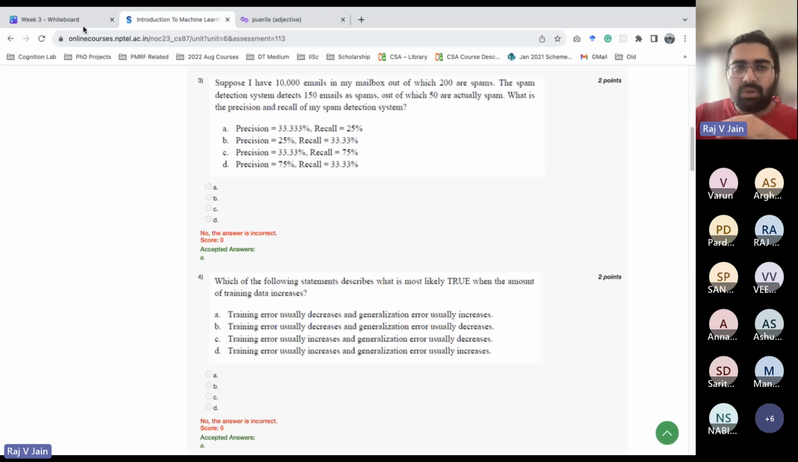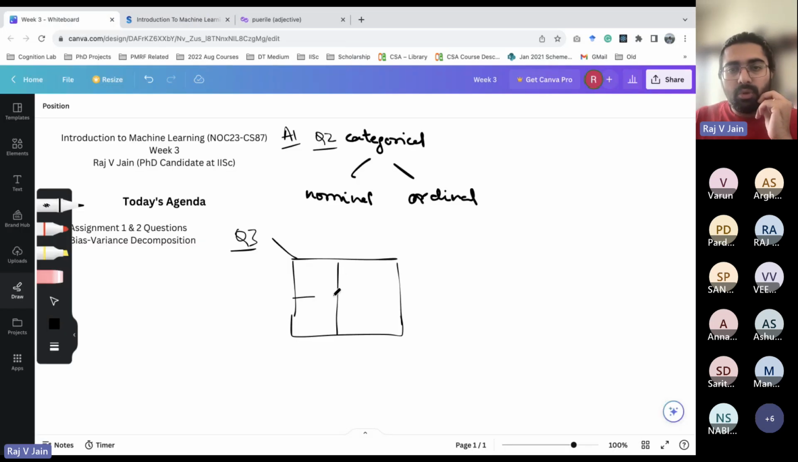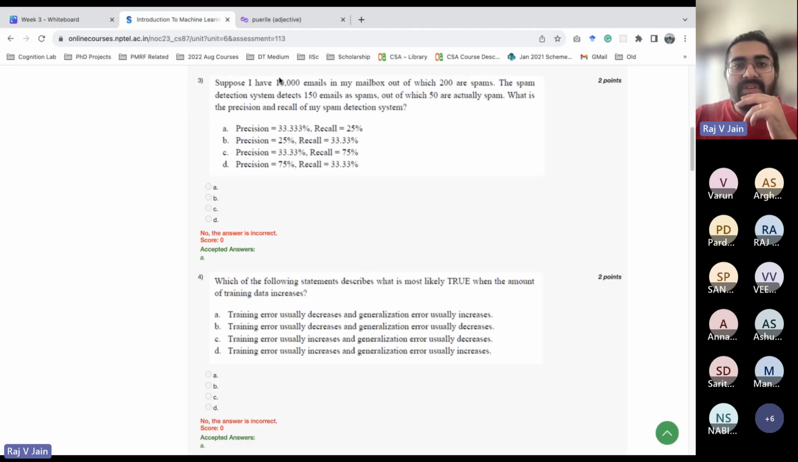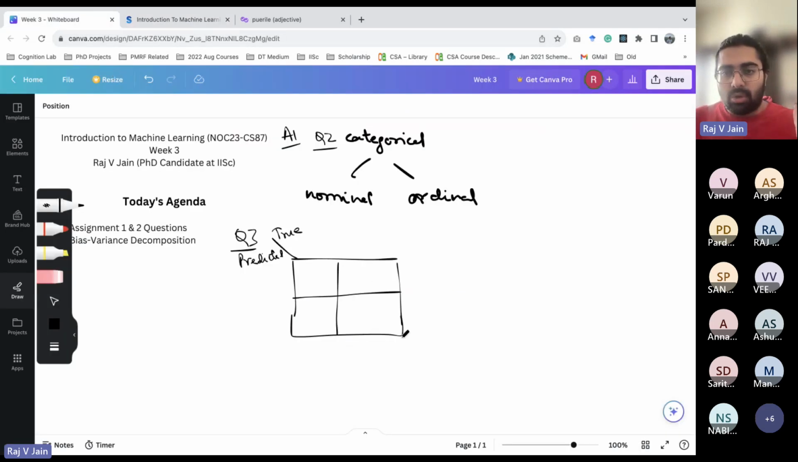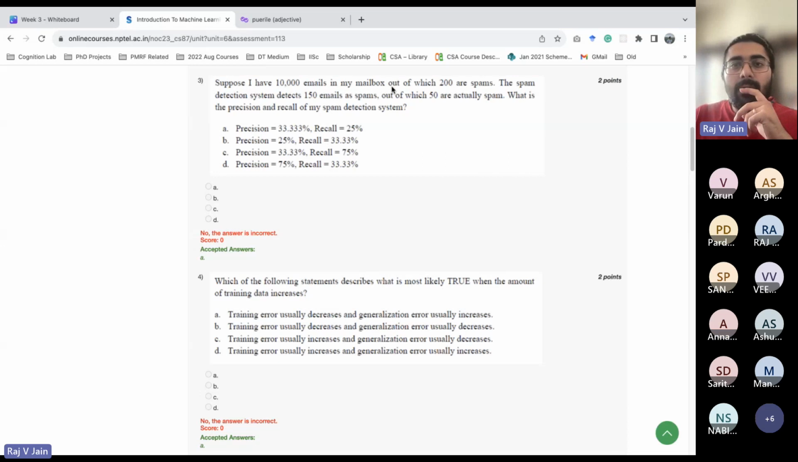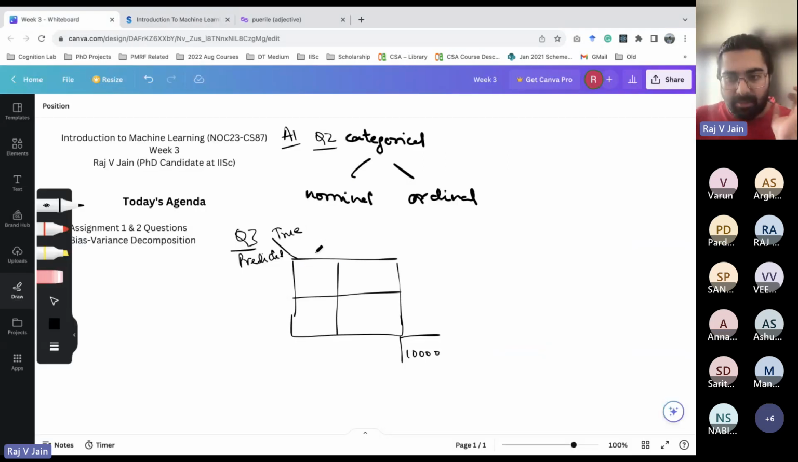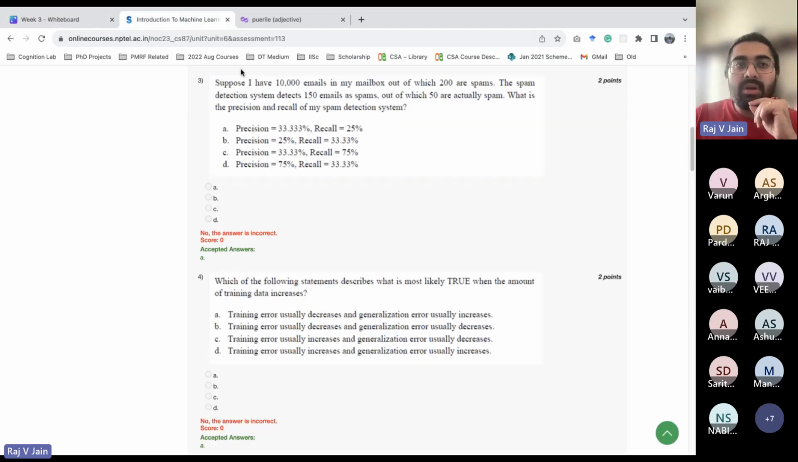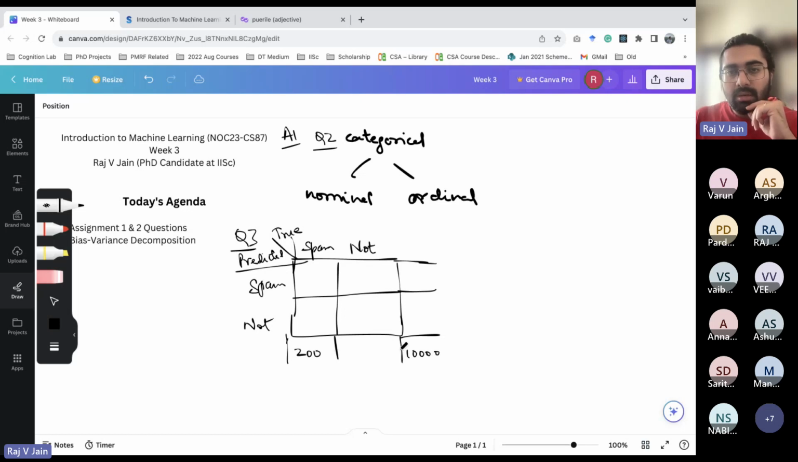So for these kind of questions, I would say, just always draw the confusion matrix. Let's say this is the true label, and this is the predicted label, right? That is the two rows and columns of a confusion matrix. And we're saying 10,000 emails in my mailbox, right? So total is 10,000. So this is 10,000 here, right? Total column sum, row sum, everything together. Out of which 200 are spams. So we know how many are spams. So this is, let's say, true spam and true not spam. Predicted spam and predicted not spam. This is what we are trying to understand. So this is what the confusion matrix contains. So we're saying 200 are spams for sure. So this is 200 here. So then how many will be not spams?